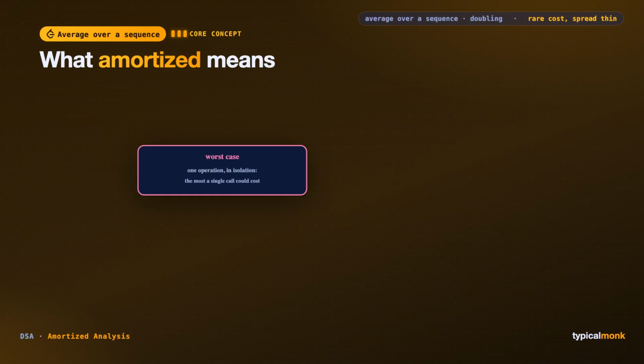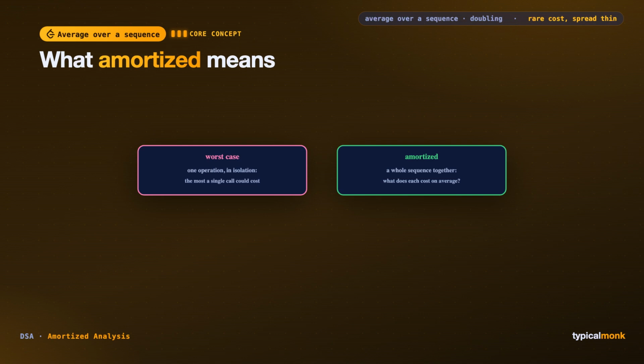Let us begin with the core definition, because getting this straight makes everything else easy. The ordinary worst case view looks at a single operation and asks, what is the most this one call could ever cost? It focuses entirely on the single most expensive step in isolation. That is often exactly what you want, but not always. Amortized analysis asks a different, wiser question. It looks at a whole sequence of operations together and asks, across all of these, what does each one cost on average? It deliberately spreads the total work out over every call.